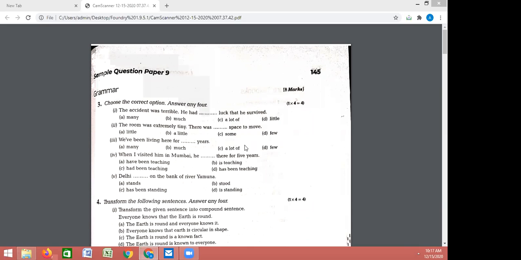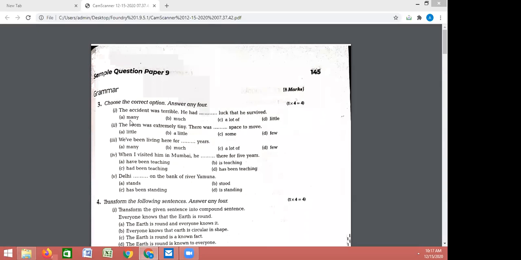That will be question number 3 of your question paper. Now just look at the grammatical portion. Grammar will be of 8 marks, and you should be very clear about how to attempt this particular question. Choose the correct option, answer any 4. So now just look: The accident was terrible. He had dash luck that he survived. Many, much, a lot of, little. Determiners, you will have to select the right determiner.